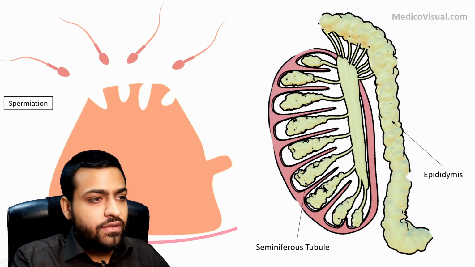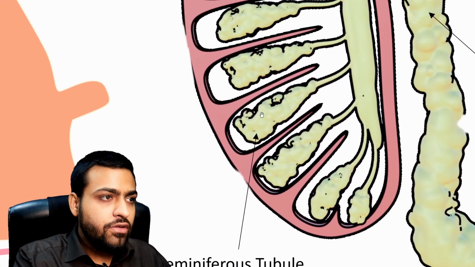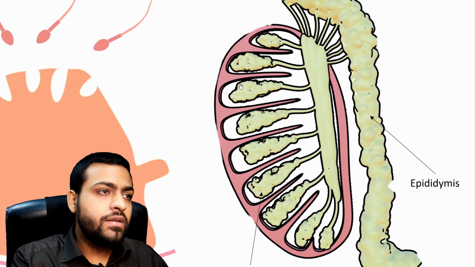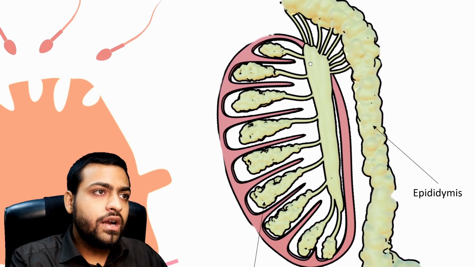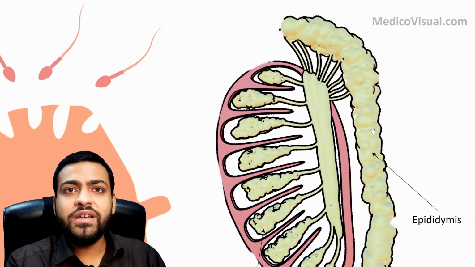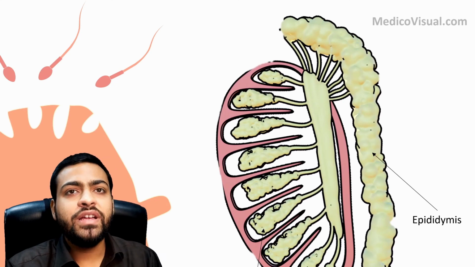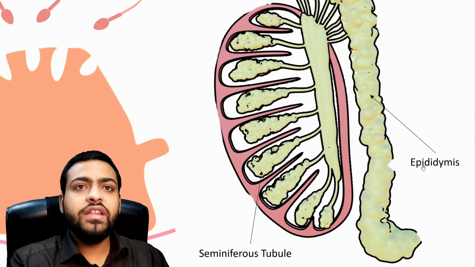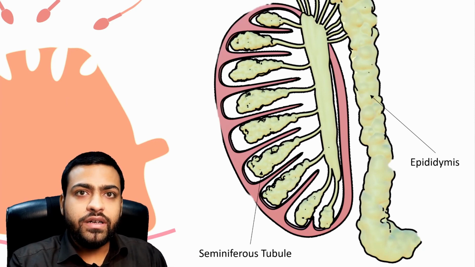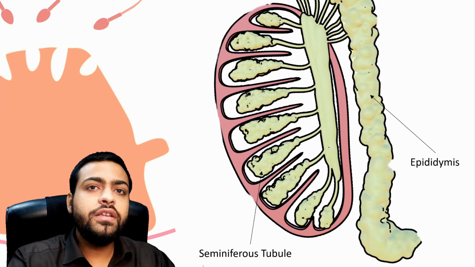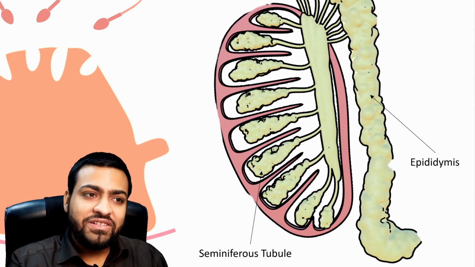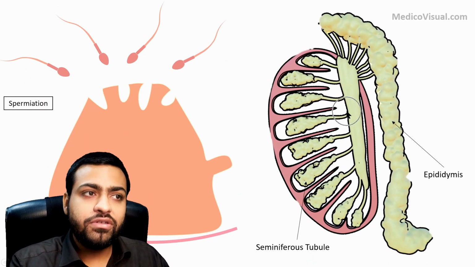Then finally, when they are released into the lumen of seminiferous tubules, from all these seminiferous tubules the spermatozoa ultimately come into epididymis, right? They come into epididymis, and then from epididymis through vas deferens, they are released with ejaculate outside the body through the urethra, right? So that's how spermatozoa forms.